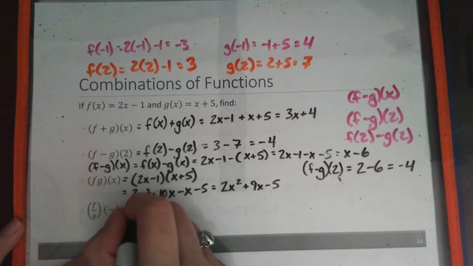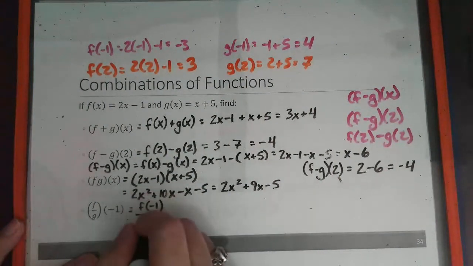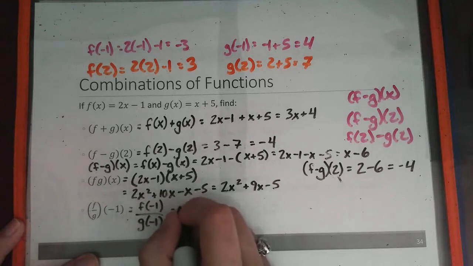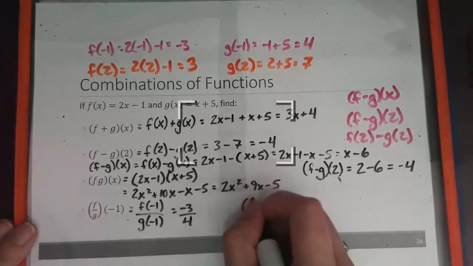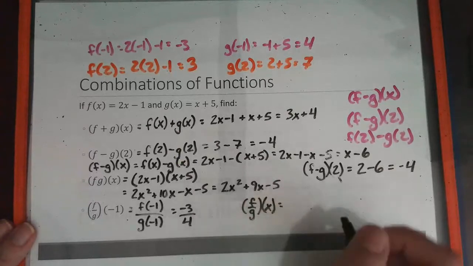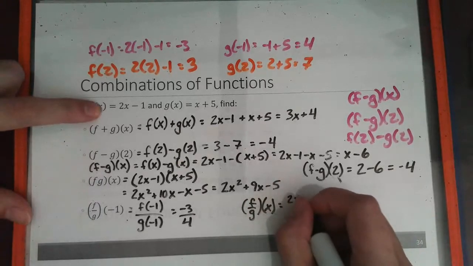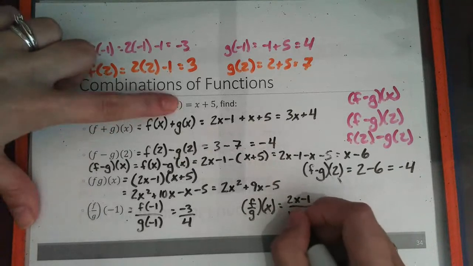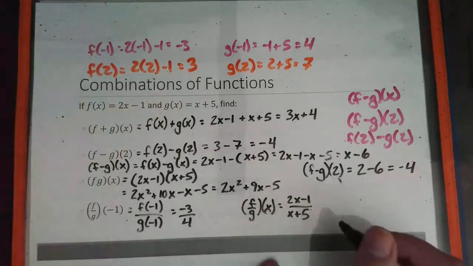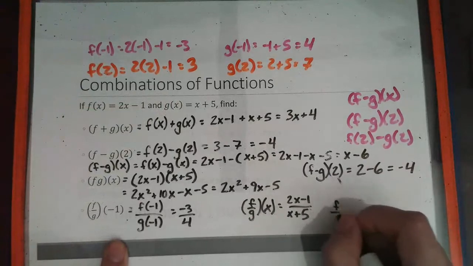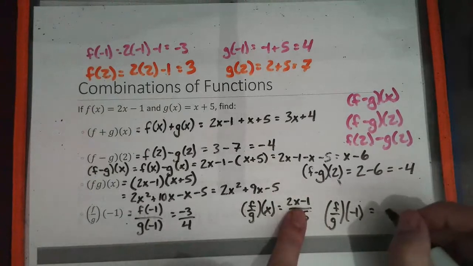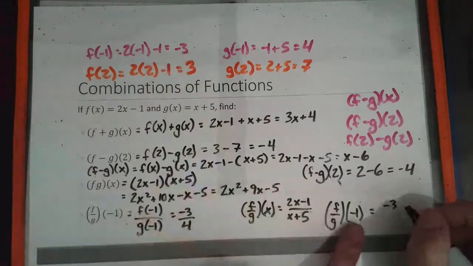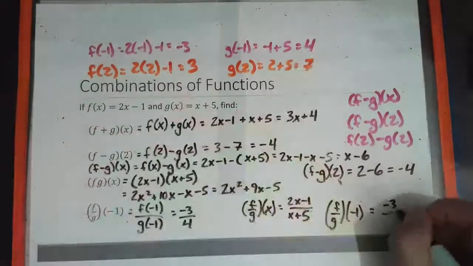So if I look at this as f of -1 over g of -1, that'll give me -3 over +4. That's a perfectly acceptable way to do it. Or we could look at f over g of x, and that would be our f of x, 2x minus 1, over our g of x, x plus 5, and then plug in -1 this way. So f over g evaluated at -1, we'd be plugging in the -1 to our numerator, which we already said is -3. Then we'd be plugging in -1 to our denominator, which is a +4.